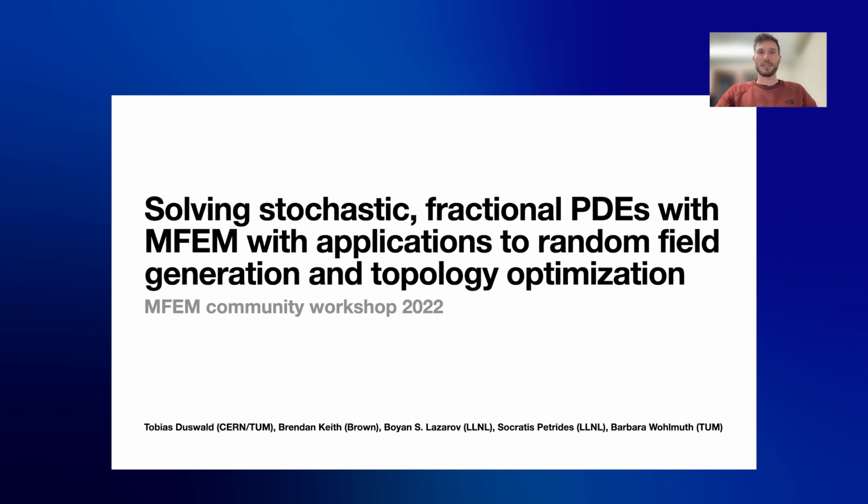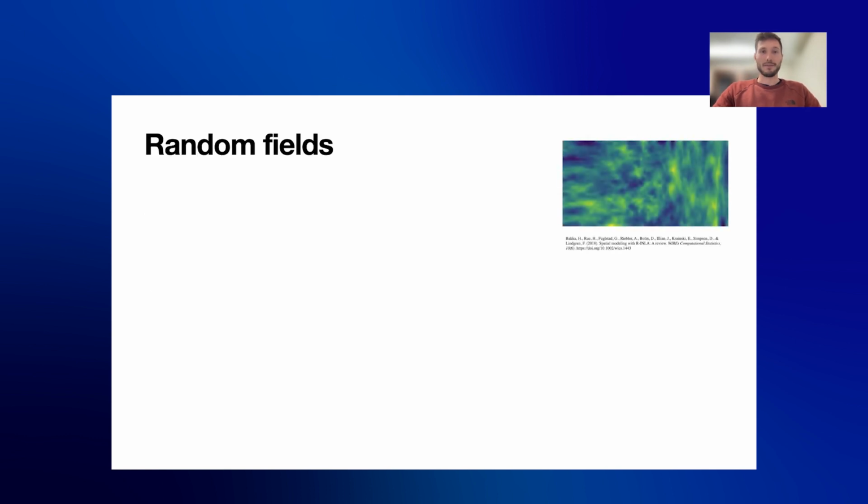So what we want to do in this talk is generate random fields, and we would like to apply them in the context of topology optimization. In order to get there, we have to solve a stochastic fractional PDE. But right now, for the beginning, the most important thing for you is to understand what a random field actually is. All right, this is a random field.